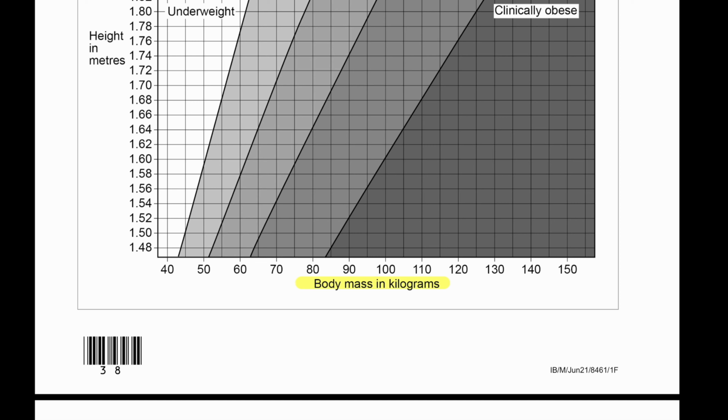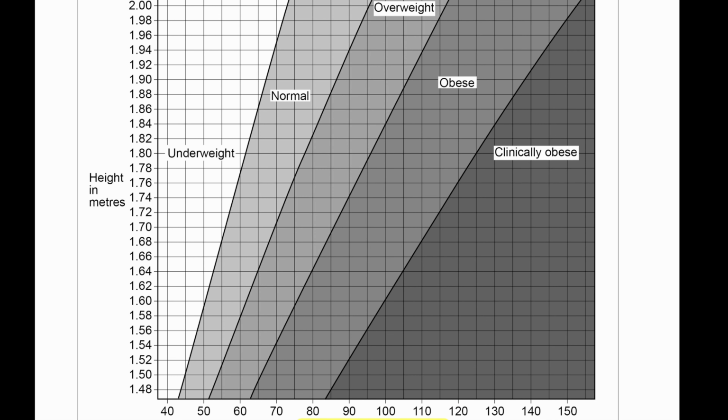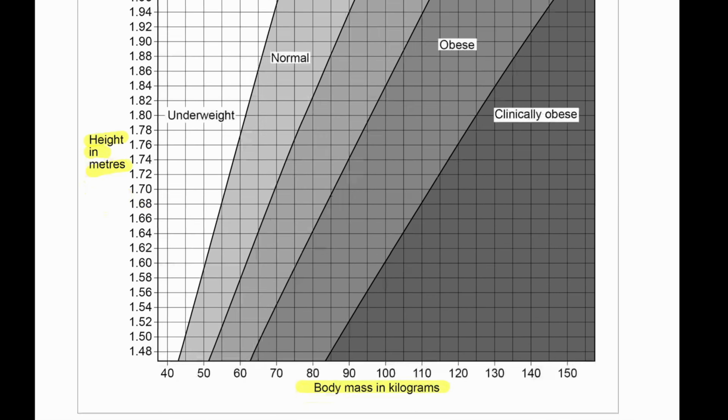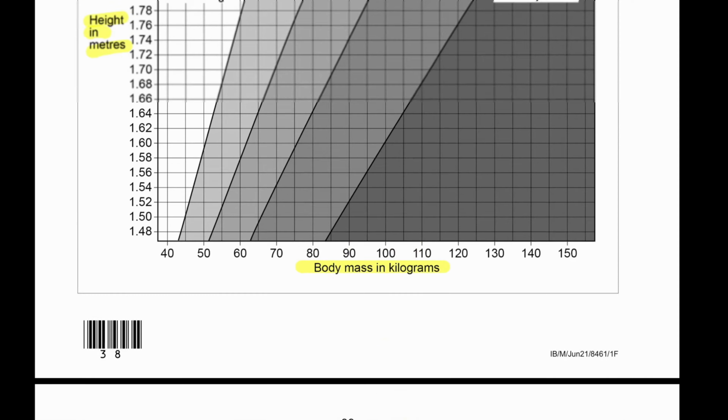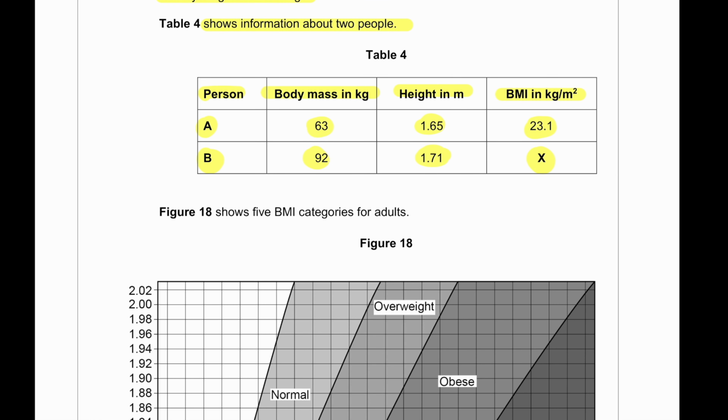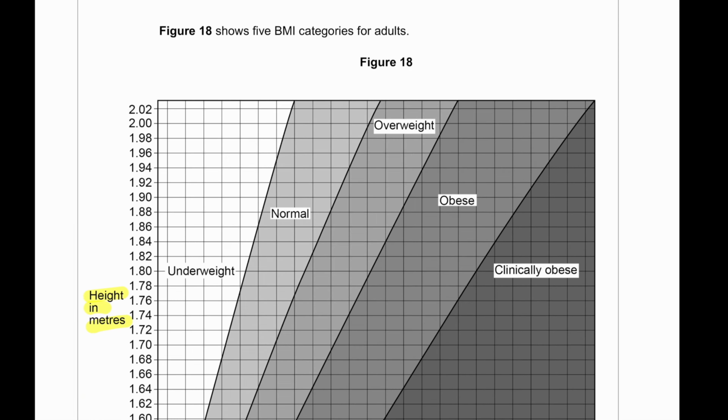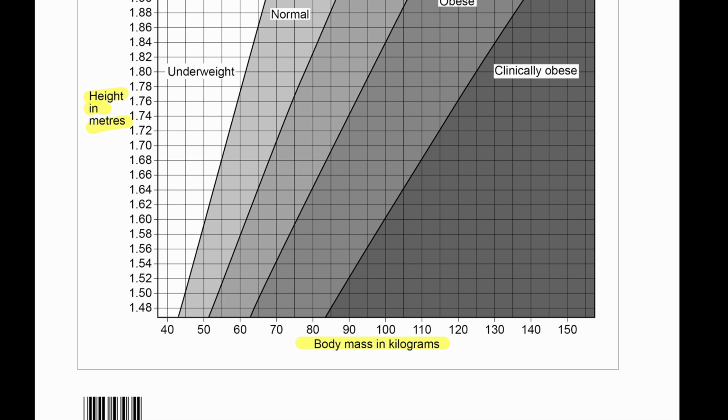So body mass in kilogram on the x-axis and height in meters on the y-axis is represented. Okay, now the question says, which is the BMI category of person A in table 4? So person A has a mass of 92. So what we're going to do is find 92 on the diagram, which is approximately 95, so this could be somewhere in the middle. So this is 92. Then we go straight up until the height.